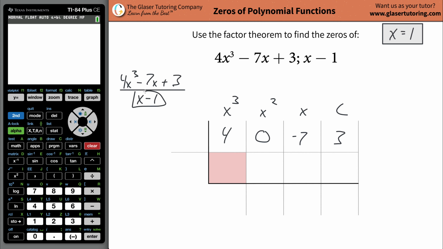Great. Now what do we do with the denominator? Well, it turns out that we're going to take this divisor, x minus 1, set it equal to 0, solve that for x, and whatever the result is gets plugged in, meaning a positive 1 gets plugged in right there, 1.